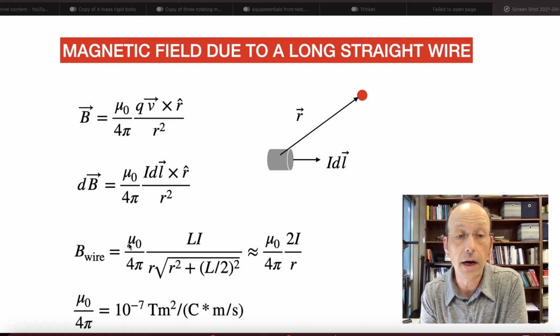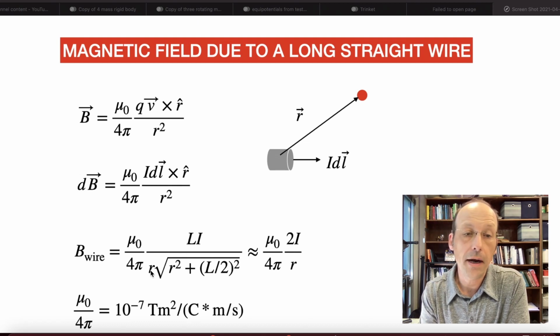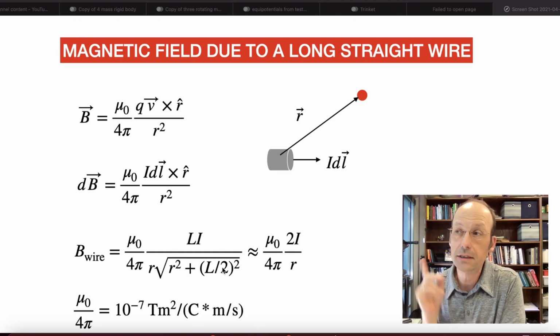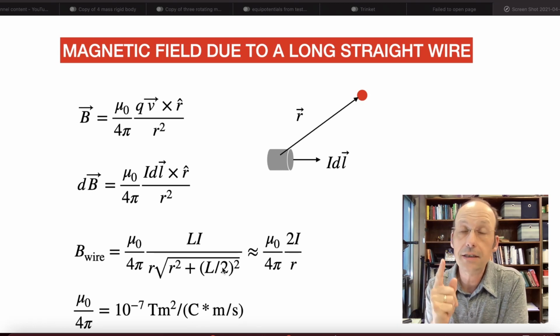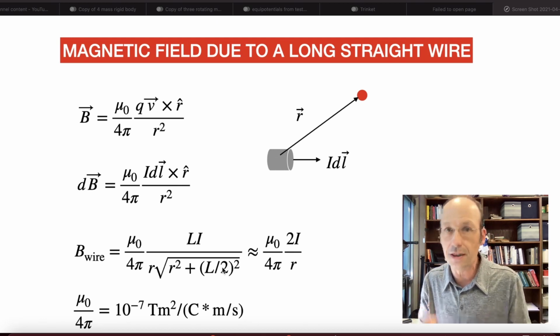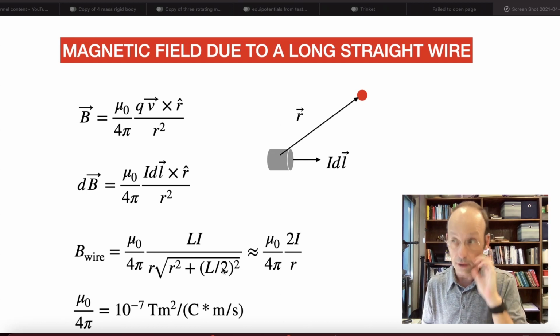The magnetic field due to a wire is mu naught over 4 pi times the length of the wire times I, the current, divided by the square root of r times the square root of r squared plus L over 2 quantity squared. And so that r is the distance. I'll draw a picture. That's the perpendicular distance from the wire, right? Because if it's a long straight wire, then you'd be in the middle of that wire. So that's where we're going to do it.